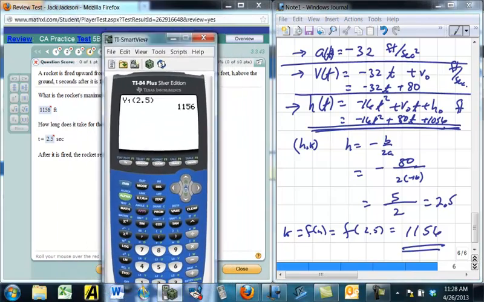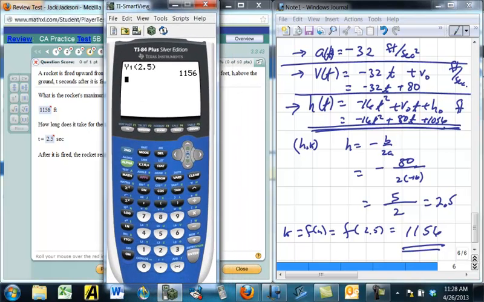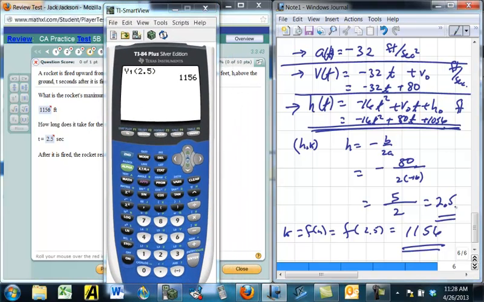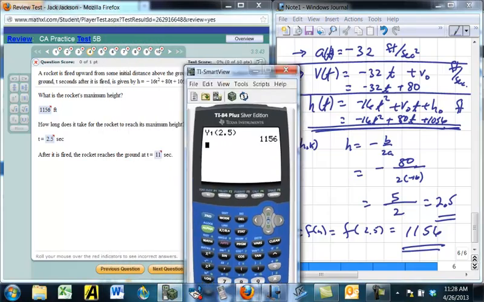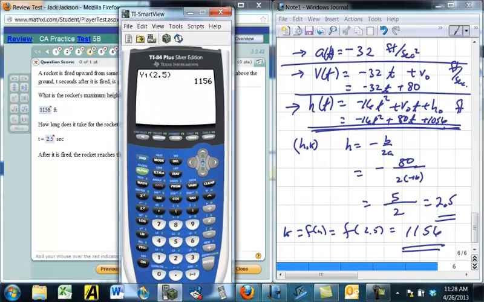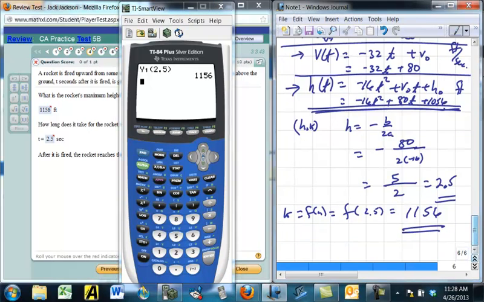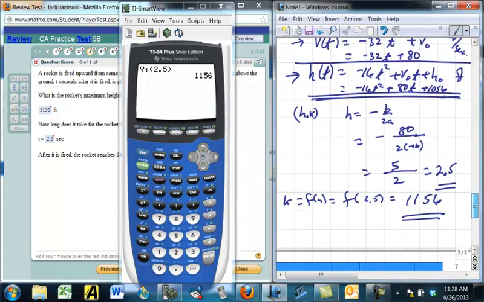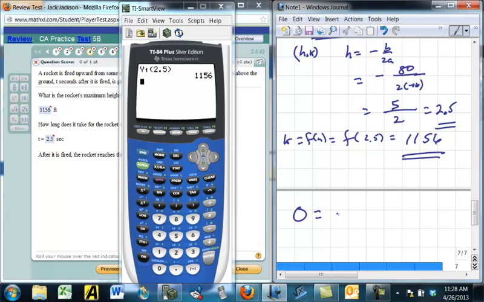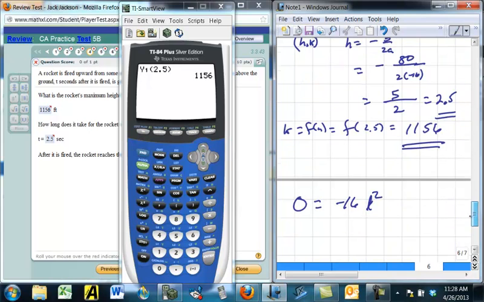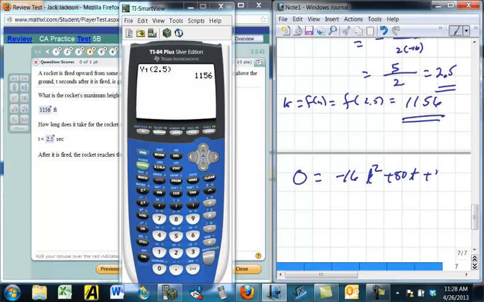Okay? How long does it take for it to reach its maximum height? That was the 2.5 seconds. So we're just finding the coordinates of the vertex for the first part. Now, when does it reach the ground? Now you're solving this equation: 0 equals negative 16t squared plus 80t plus 1056. And so we can just use the quadratic formula on this and work it out.